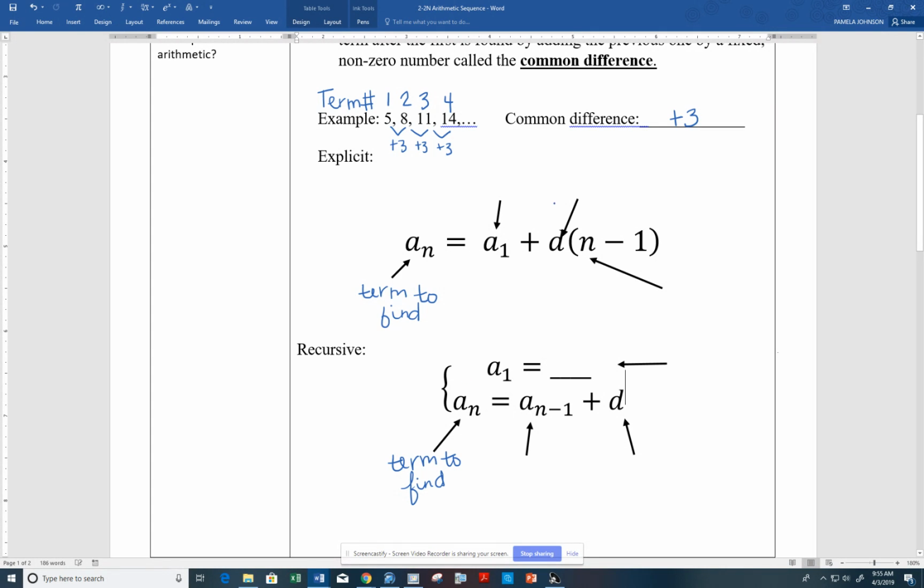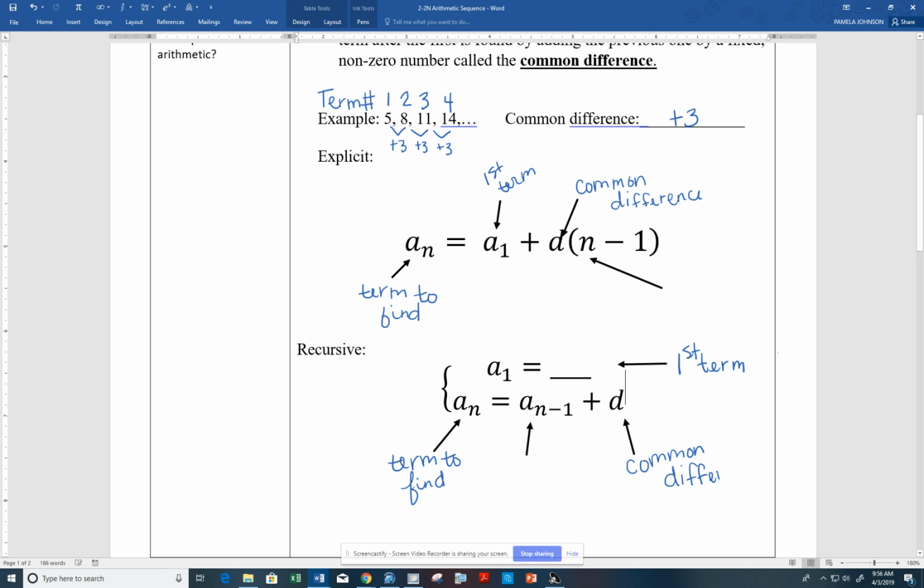a sub 1 is always our first term. I'll talk a little more about the differences in the two types of forms in just a minute, but I just want you to identify what the different symbols are. So a sub 1 is always our first term. The d is always our common difference. And the n and the a sub n minus 1, those are the two things that are different in these two formulas.